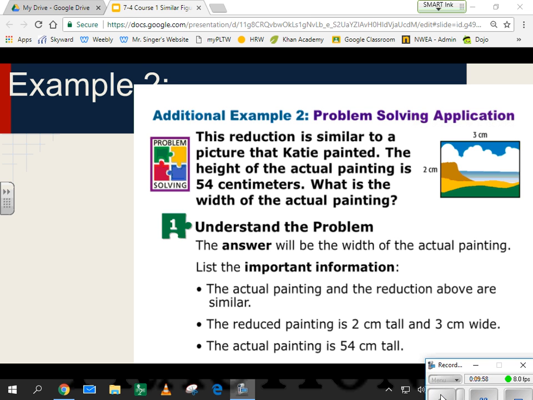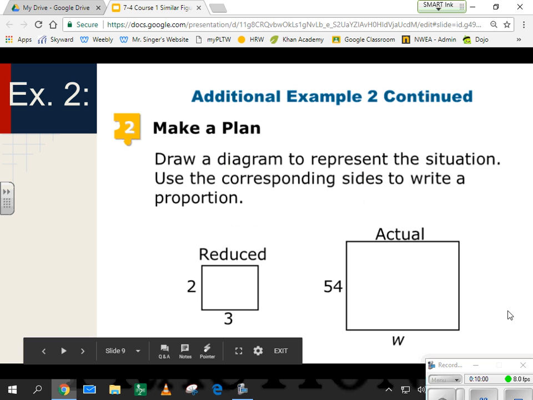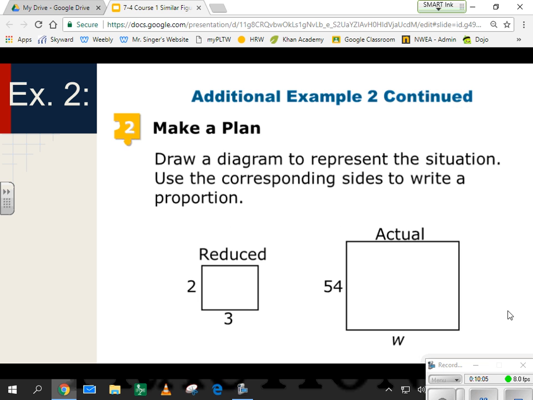So now that we understand the problem, what I decided to do is make a plan. So I said I have to take this reduced picture of 2 to 3 and figure out the actual, which is 54 times, I don't know. So I put W as width. So once you have that, now all you got to do is work your plan out just like we did with our first example in this video.